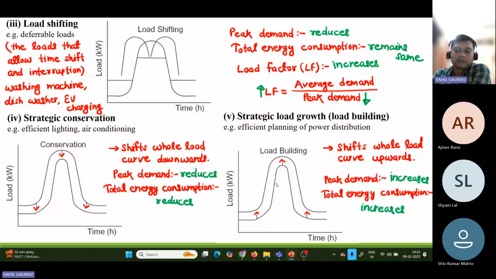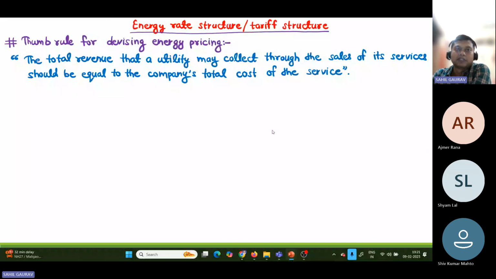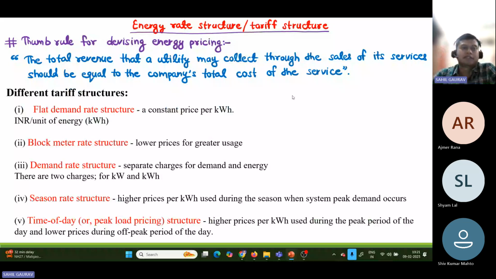Now coming to the next topic, this is energy rate structure or tariff rate structure. So what is the thumb rule for devising energy pricing? The thumb rule is that the total revenue that a utility may collect through the sales of its services should be equal to the company's total cost of the service.